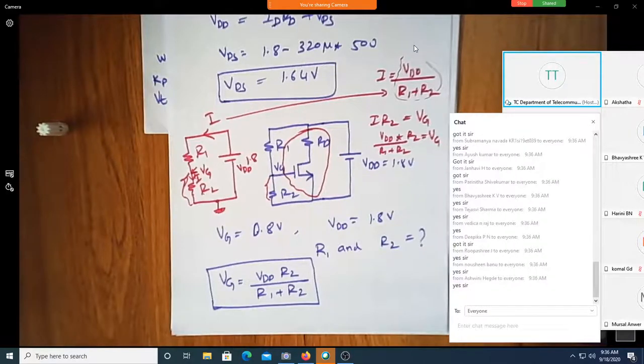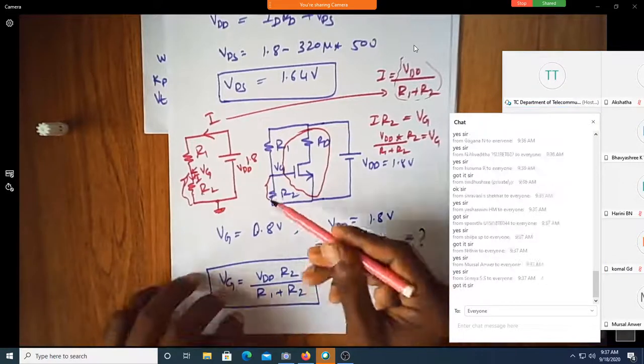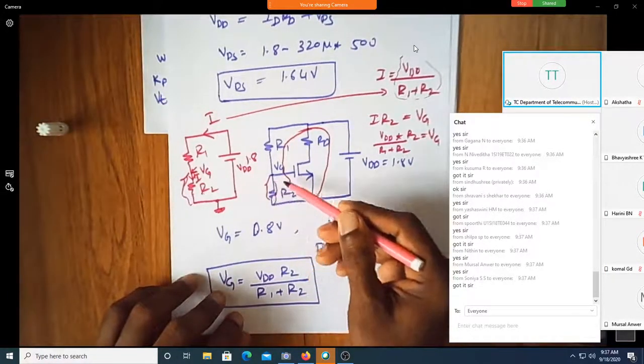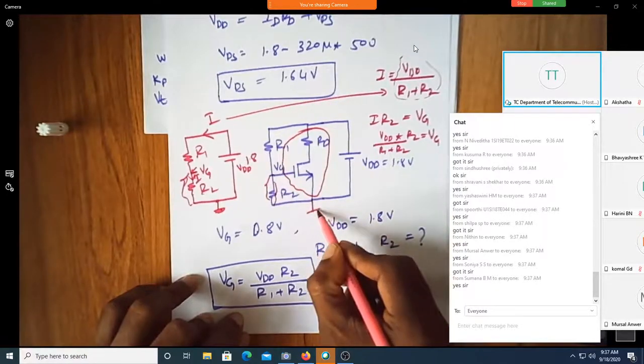Good. It's very simple. You are trying to measure the voltage drop across R2, which we named VG. VG is the voltage at the gate with respect to ground, which is nothing but the voltage across R2. Voltage across R2 is nothing but voltage at gate with respect to ground. So let me just put this as ground.